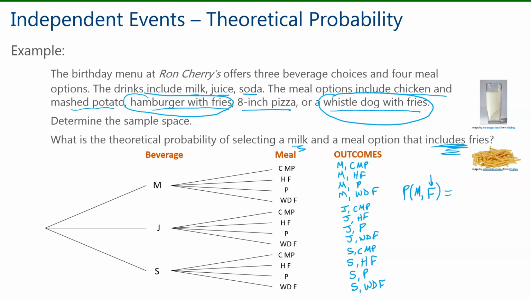The number of favorable outcomes here, we have milk and the hamburger with fries, or we have milk and the whistle dog with fries. Therefore, we have 2 favorable outcomes, and there are 12 outcomes in total. As a fraction in simplest form, that would be 1/6. A ratio, 1 to 6. As a decimal, that would be 0.16, and the 6 is repeating. And as a percentage, 16.6, with that 6 repeating, %.